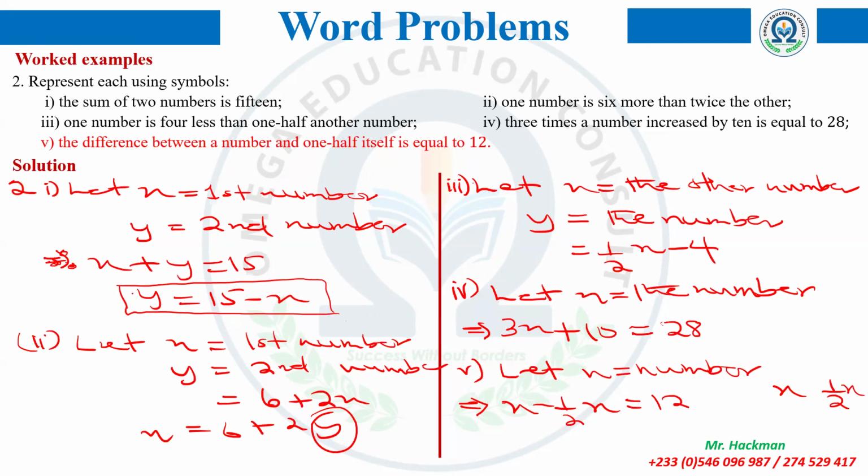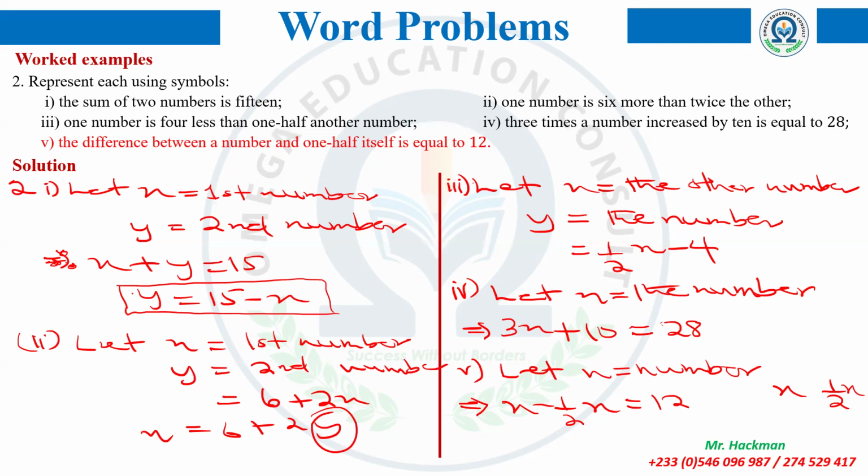Prof. Caroline. Mr. Hackman, please, I thought the way they've written it in the statement, they wrote the difference between a number and 1/2 itself, so I wrote half X minus X is equal to 12. Okay, so if you write X minus X, that part is correct. That's why I just explained that it cannot be half X minus X.